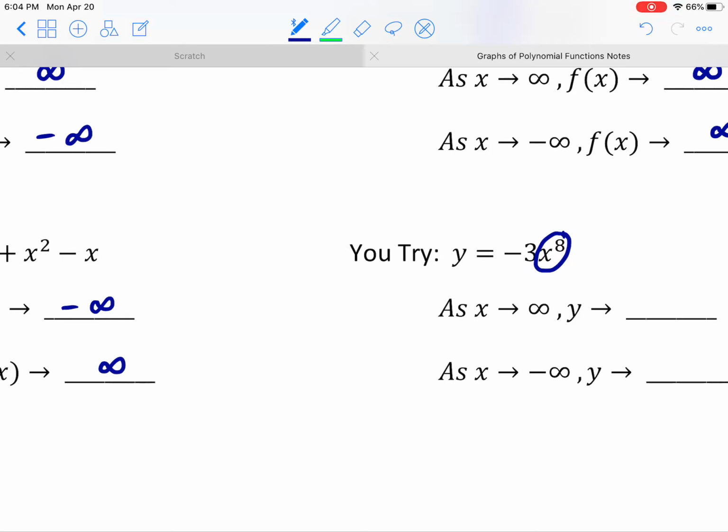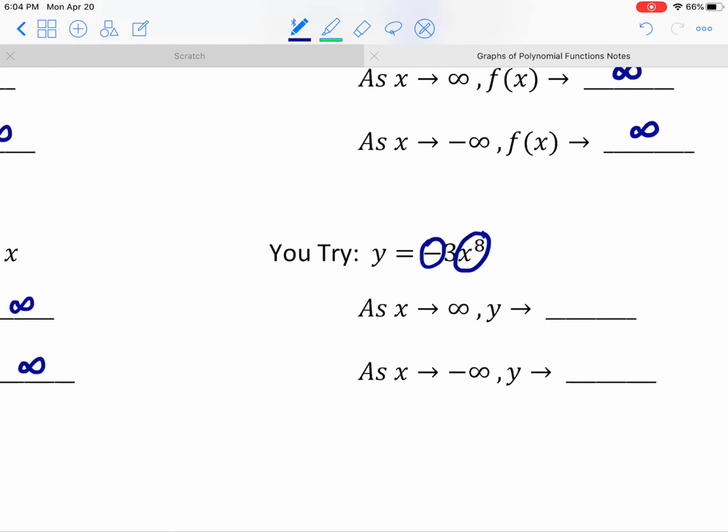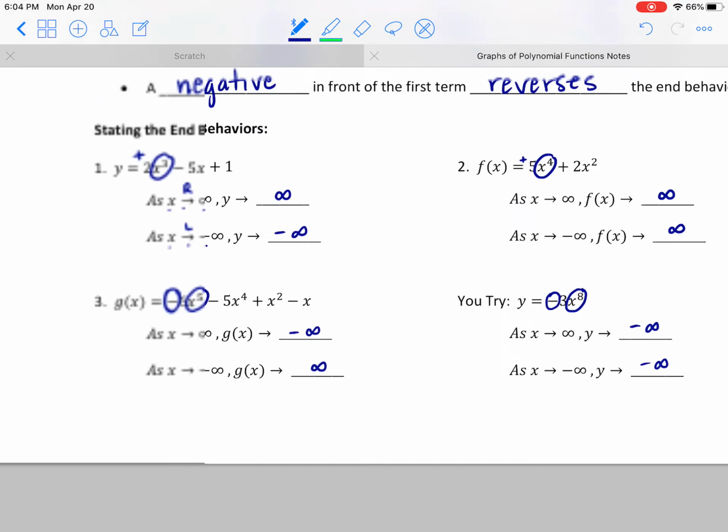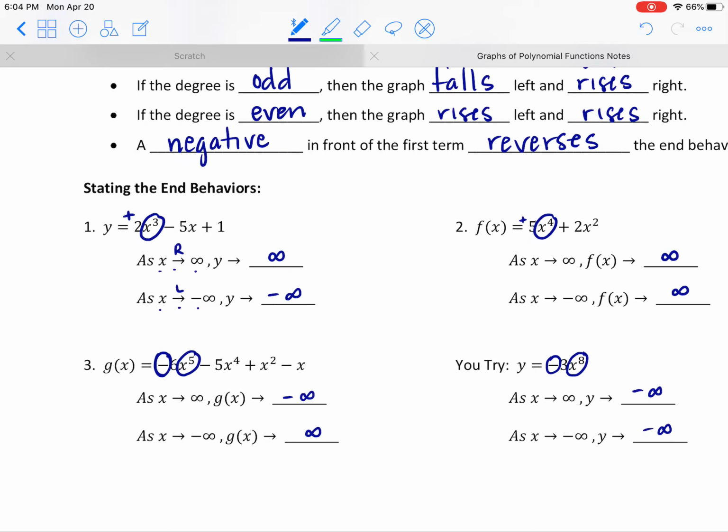Okay, last one. Again, parent function here is an x to the 8th. That's going to be just like the x squared. That's going to be a parabola type of deal where both ends go up. But because it's a negative out here, that reflects it over the x-axis, which means now we have a graph that's going to be going down in both directions. So both ends are going to be headed down.